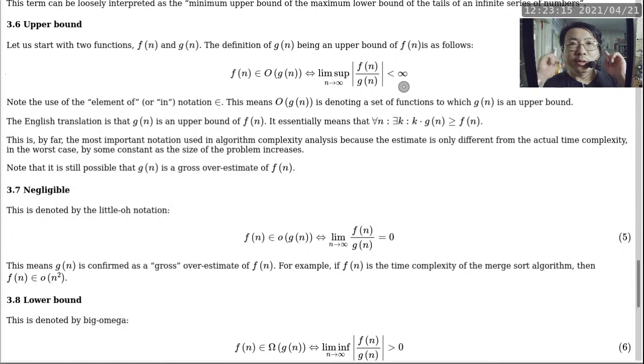When you look at this definition, let's think about the absolute value first. The absolute value is there just so that we don't have to worry about negative values. But we are still looking at the ratio, f of n divided by g of n. We don't have to worry about negative values because we are taking the absolute value of the division between f of n and g of n.